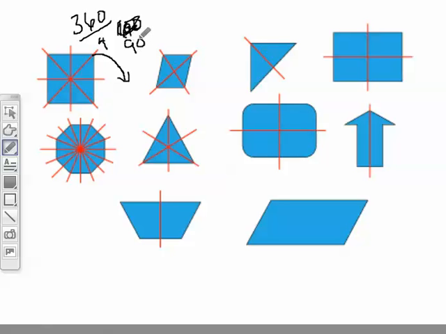That means I would have to rotate it 90 degrees to get the lines of symmetry to be lining up on top of each other. And if I do that, what I'm going to get is, that's my degree of rotation.